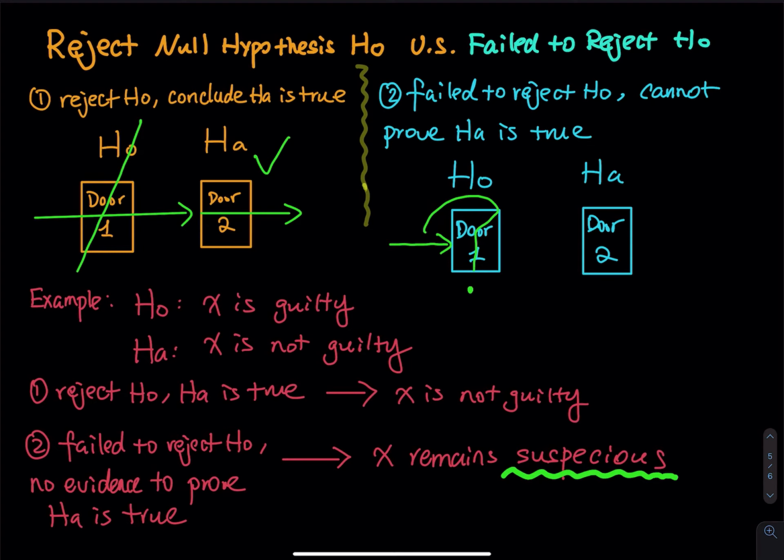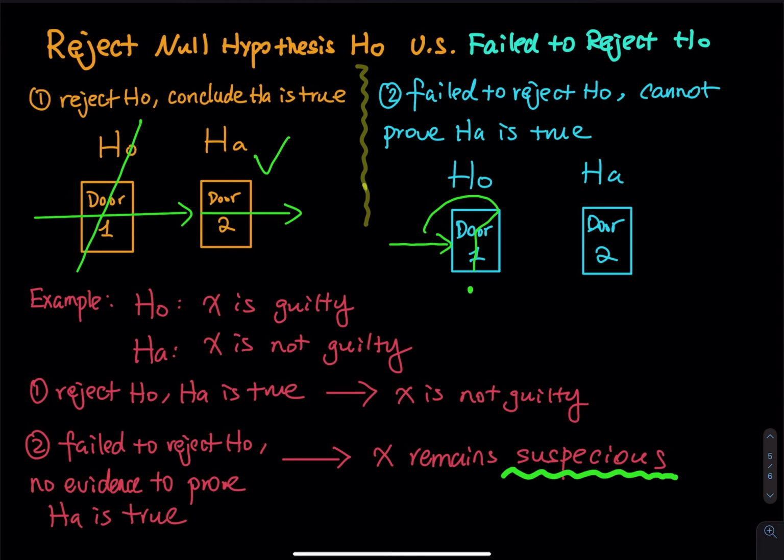Let's take a look at the following example. H0 is Mr. X is guilty, or just X is guilty, so just a person is guilty. And then HA, I have to state the opposite, which is Mr. X is not guilty. So H0 and HA are the opposite, right? Guilty versus not guilty. So what if I reject H0?